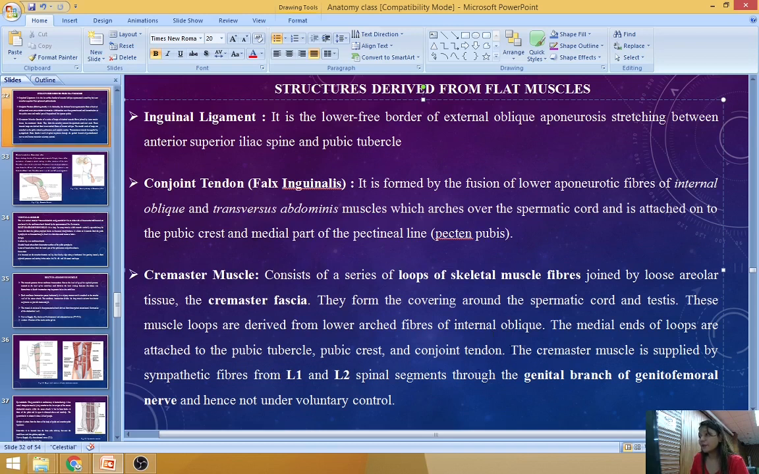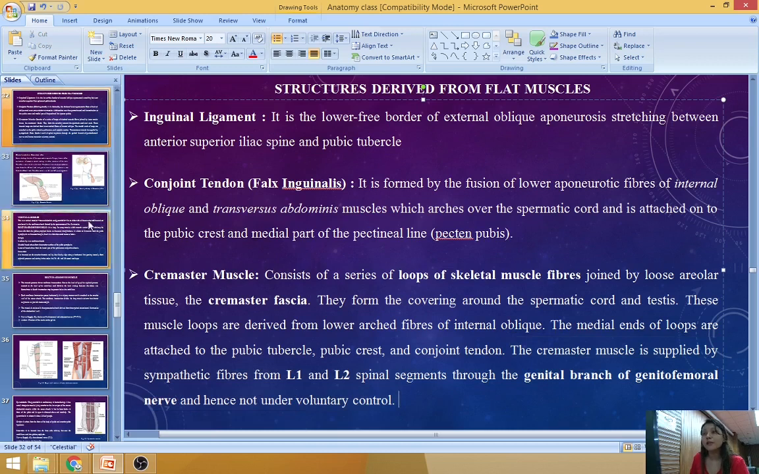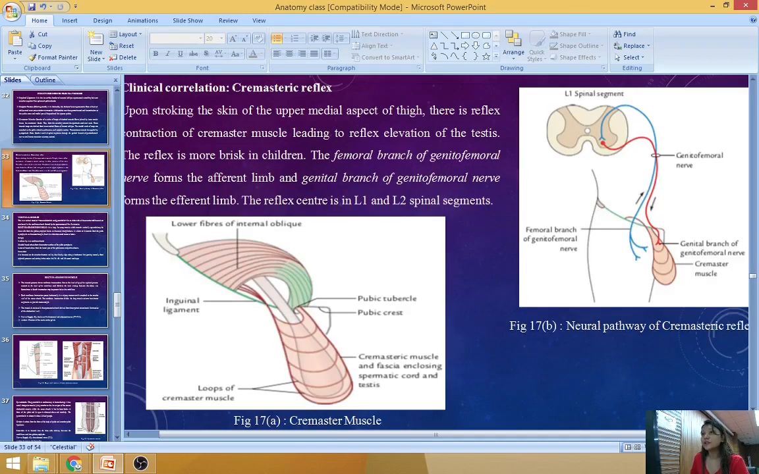Important is that the cremaster muscle is supplied by the sympathetic fibers of L1 and L2 spinal segments through the genital branch of genitofemoral nerve. Okay, genital branch of genitofemoral nerve, and it is not under voluntary control. So you can't control the reflex yourself. It is involuntary. This is the clinical correlation. Clinical correlation is the cremasteric reflex.